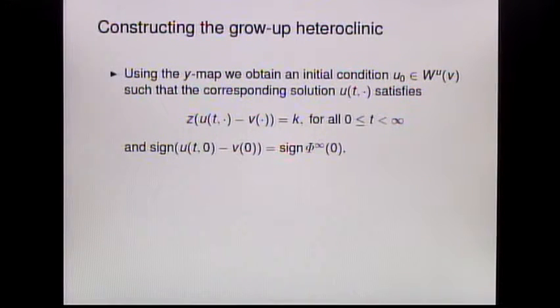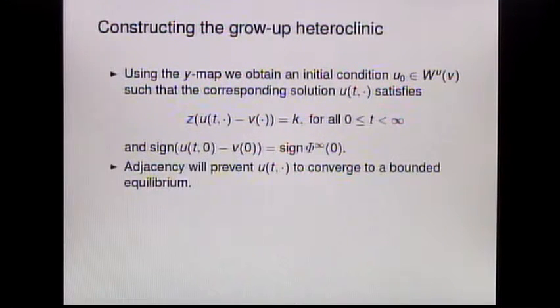This function being surjective basically provides us with an initial condition u0 in the unstable manifold of the equilibrium that we are considering, such that the corresponding solution u will satisfy these two conditions. The zero number of this difference will be given by this integer k, and the sign condition here. So the solution u given by this Y-map will be the candidate for a heteroclinic connection between these two objects. What we need to do is prove that this solution u will actually connect these two equilibrium points. We are assuming that v and phi infinity, these equilibrium points, are adjacent.